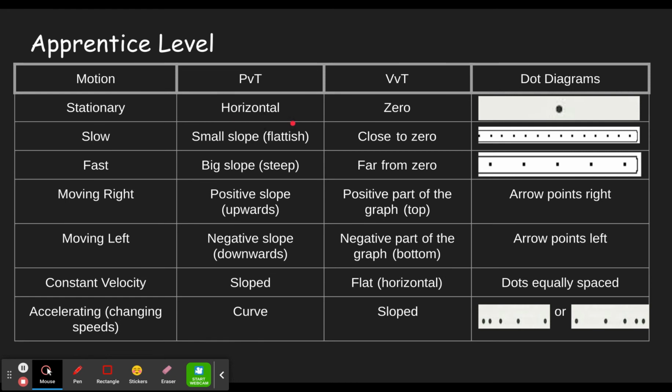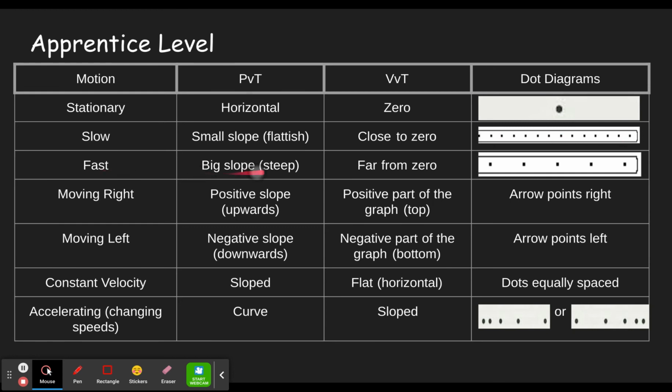Something stationary is going to have a horizontal line on a position time graph. On a velocity time graph, it's going to just be at 0 all the way across. A dot diagram would just have one dot dropping in the same place the entire time. So if something's going slow, it's going to have a small slope on a position time graph. It's going to be close to 0 on a velocity time graph, and your dots are going to be close together in a dot diagram.